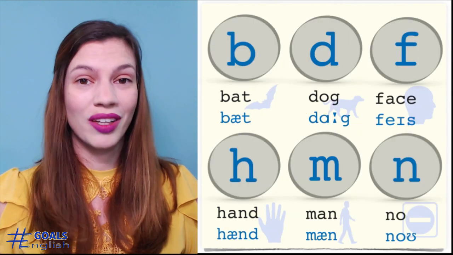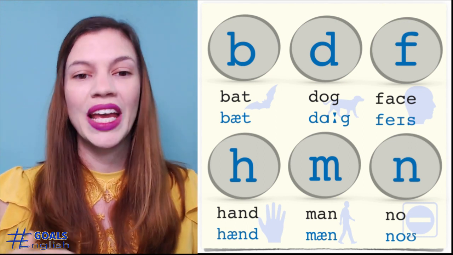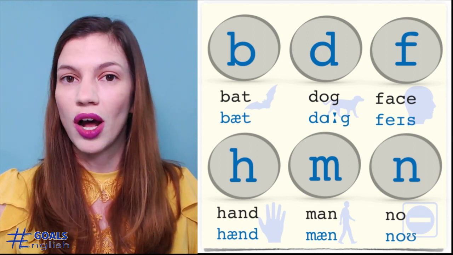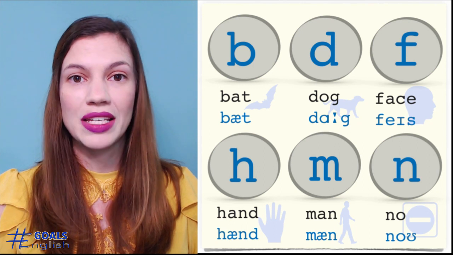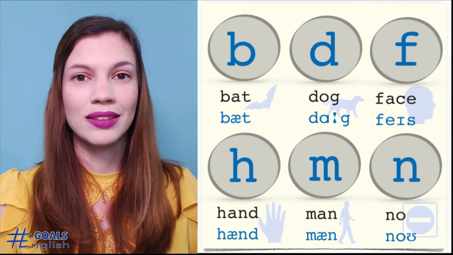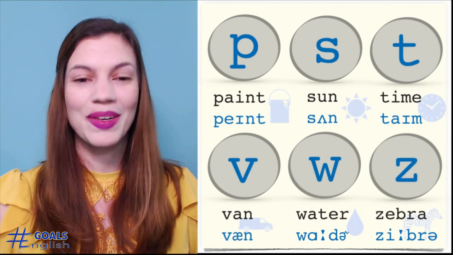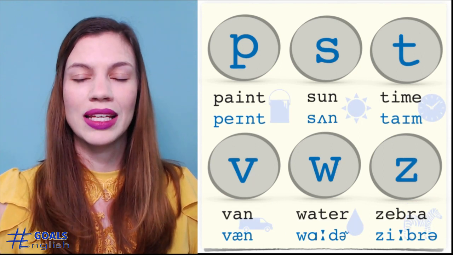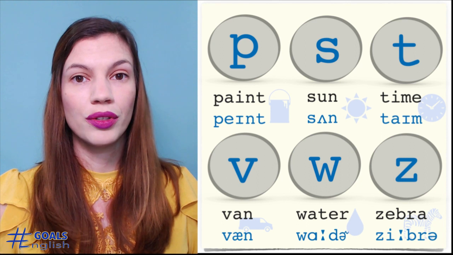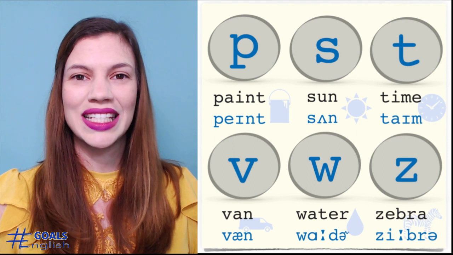So the good news is with consonants, a lot of them are the same IPA symbol as the written English letter. So if we take a look, B, bat, D, dog, F, face, H, hand, M, man, N, no. And we have some more that are the same. P, paint, S, sun, T, time, V, van, W, water, Z, zebra.